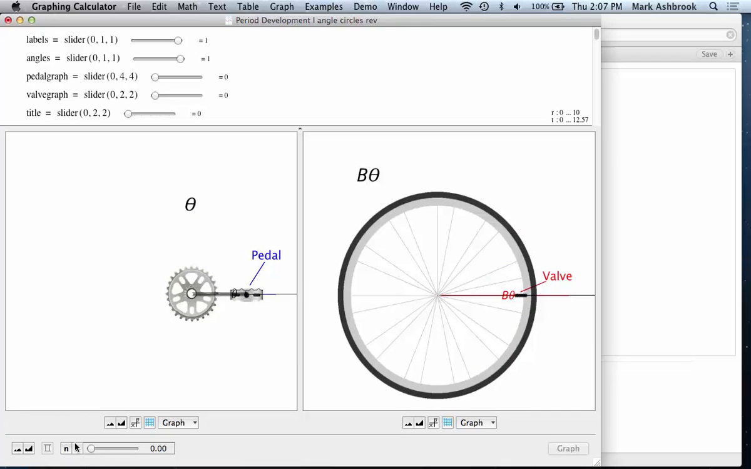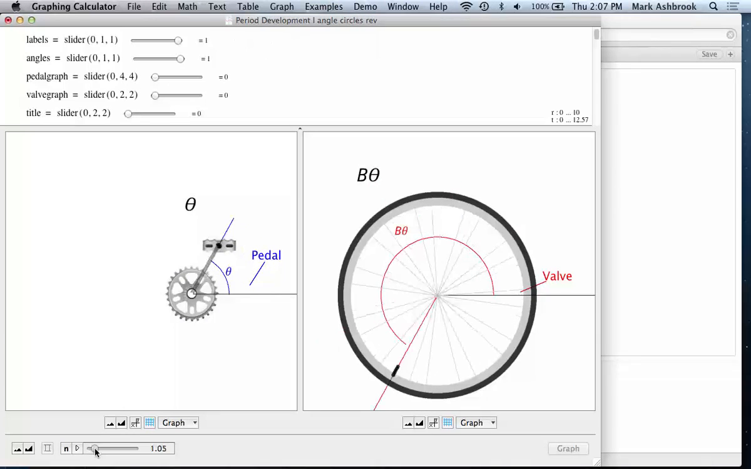Okay, so here's the deal. For every 1 radian that the pedal rotates, the valve is going to rotate 4 radians. And I'm showing that scenario right there. I'm showing 1 radian rotation for the pedal and the resulting 4 radians of rotation for the tire valve. So that's the scenario, and this is what that looks like.